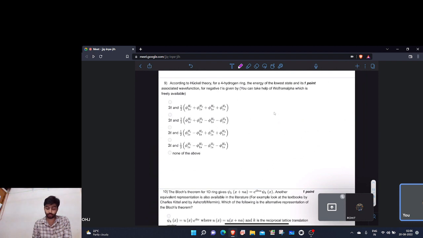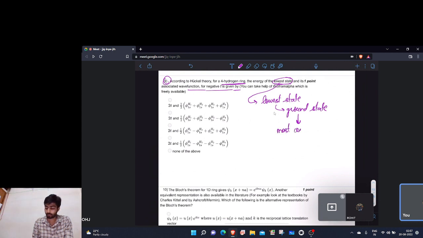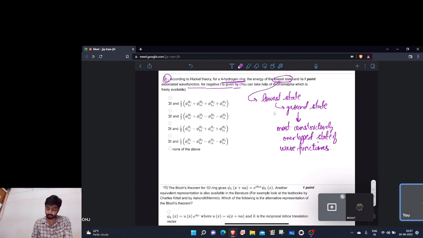Then we have, according to Huckel theory, the next question, question number 9. According to Huckel theory, for a 4 hydrogen ring, we have 4 atoms here, the energy of the lowest state and its associated wave function for a negative T is given by. So the lowest state of a system is actually the ground state, and the ground state is the most constructively overlapped state of wave functions. And if we do the same analogy as we did for a 4 hydrogen atom ring, then what do we have?